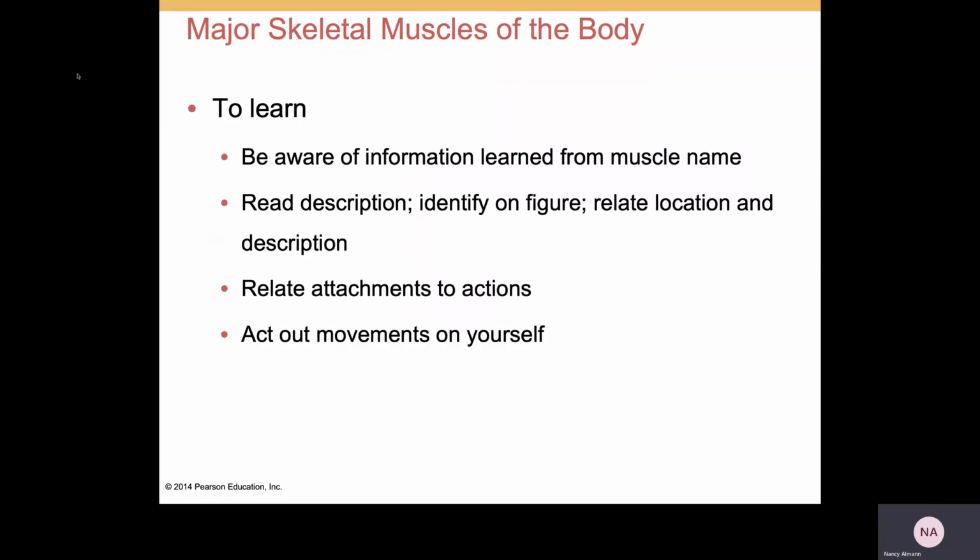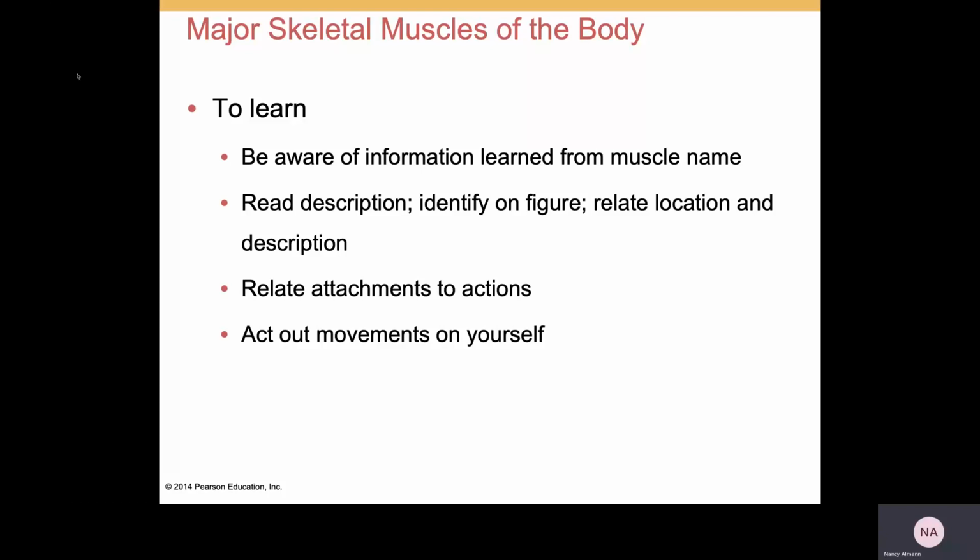So, how do you remember muscles? Remember to look at the names for important information, such as extensor carpi radialis tells you that you have a muscle that's going to run between the carpals and the radius that will extend the antebrachial area. Make sure you read the description and identify it on a model or a picture, and then relate that location and description to the actual muscle.